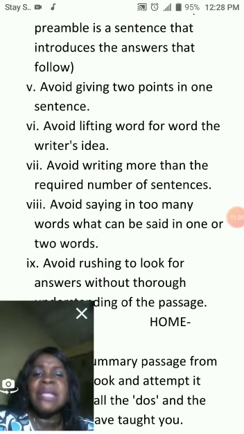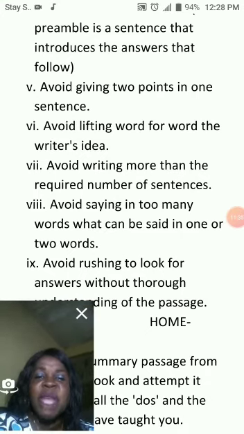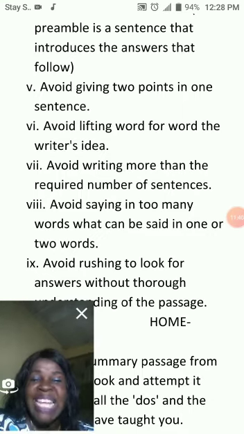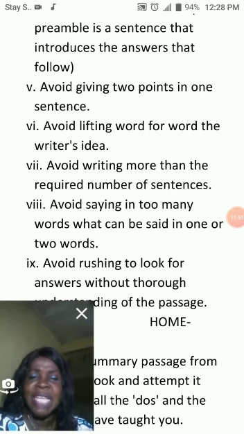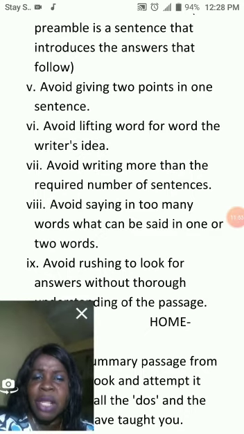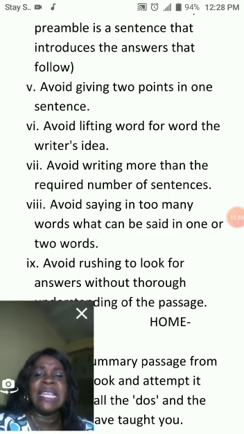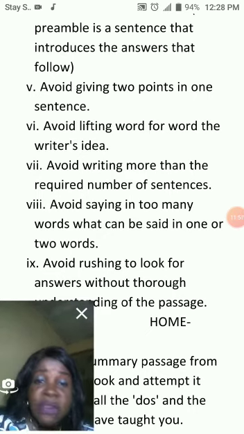Then number 6, avoid lifting. Okay, we have talked about that. Number 8, avoid saying in too many words what can be said in one or two words. Just like I said, adding unnecessary materials. What you can say in a twinkle of an eye, what you can say with 4 or 5 words, you will like to say it with 20 words. The moment you write a longer sentence, it is going out of summary. You are constructing a sentence. That is why essay writing is the opposite of summary writing.